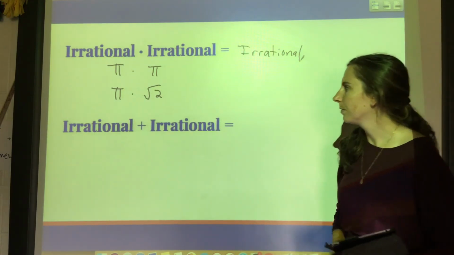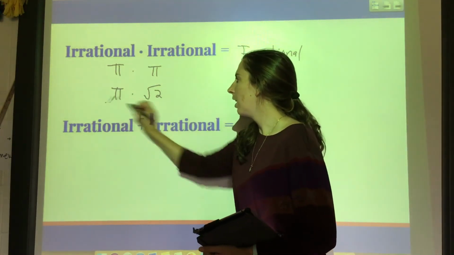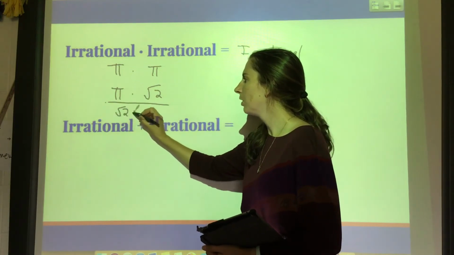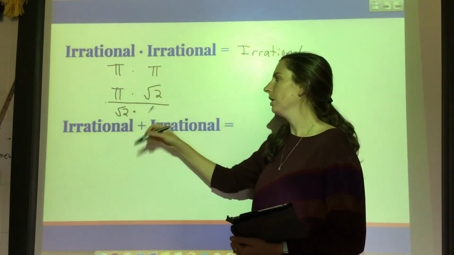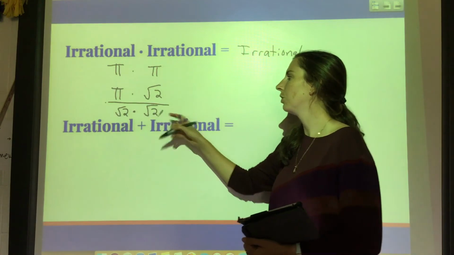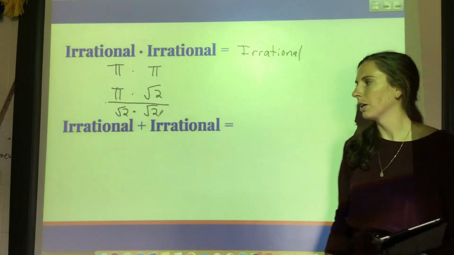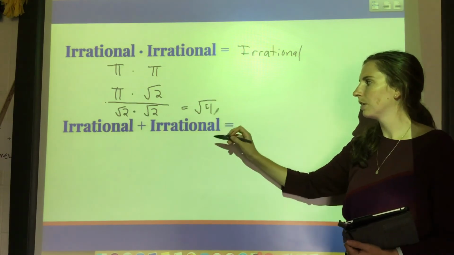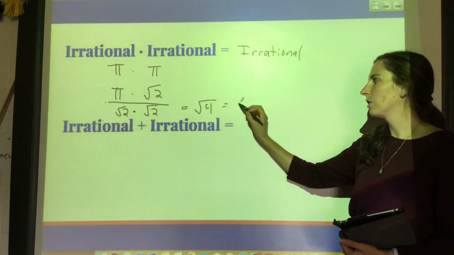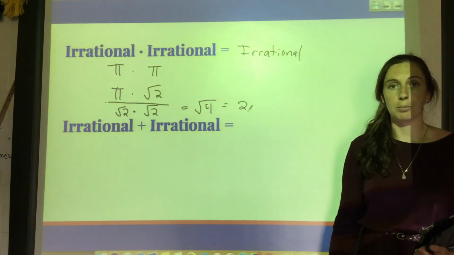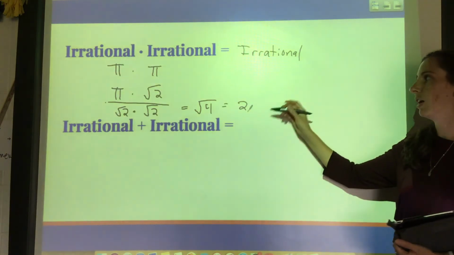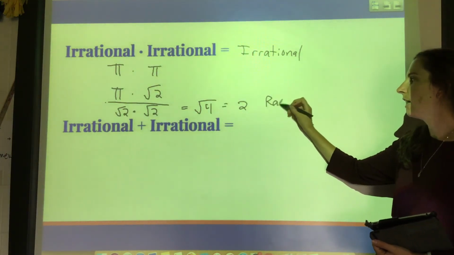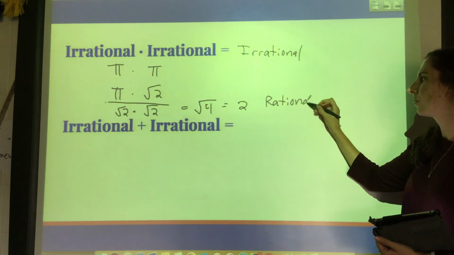Here's an example. Square root of 2, which is an irrational number, times the square root of 2, which is an irrational number. That actually gives you the square root of 4, 2 times 2, which is 2, a rational number. So it's possible on this one to get a rational as well.